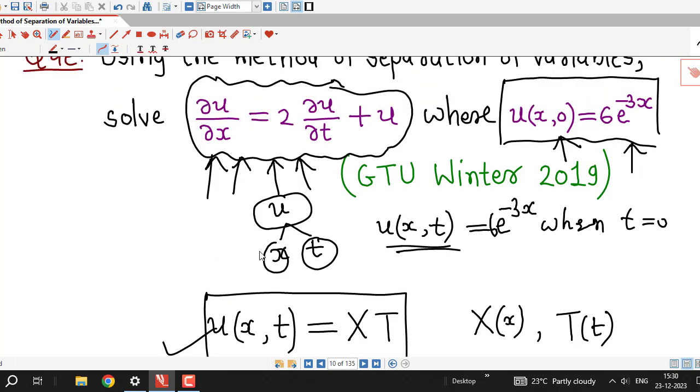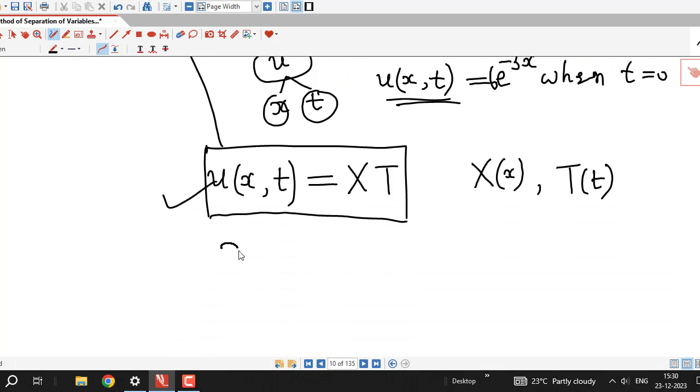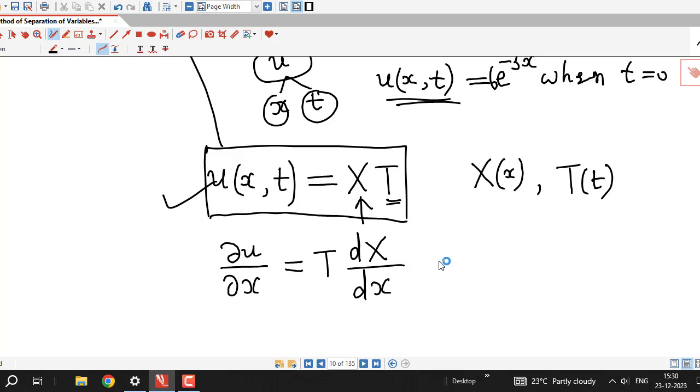Now once we assume that the solution is in this form, the solution must satisfy the given equation. In the given equation we have first order partial derivatives of u with respect to x and t. So we find the partial derivative of u with respect to x, and we consider t as constant, since capital T is a function of t only, and capital X is a function of x only. So here we write the ordinary derivative of capital X with respect to x, and for this we use the notation X dash, times T.